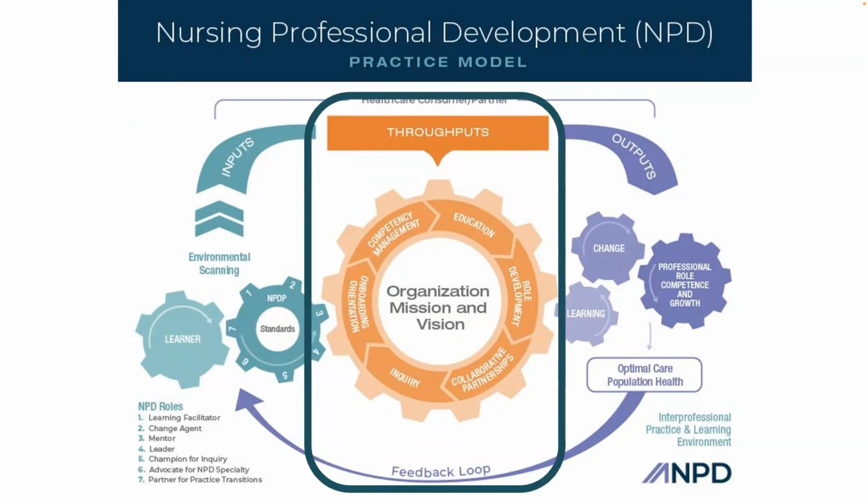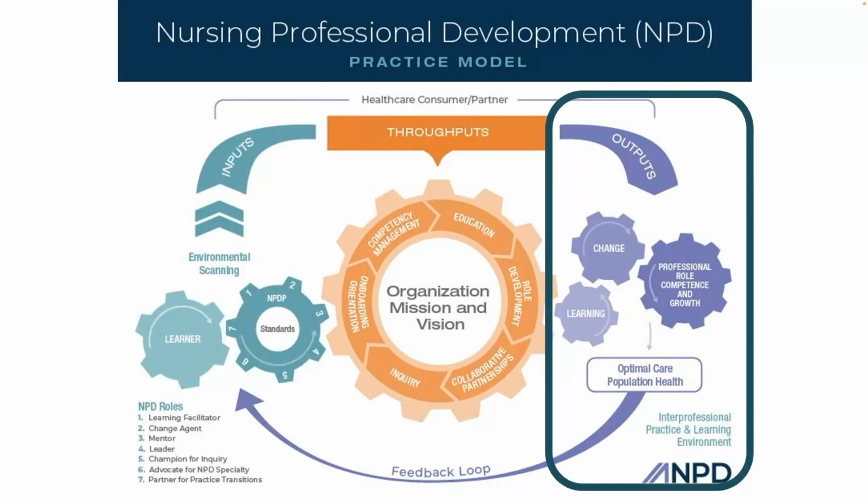This part of the model describes the what of NPD work that your presentation best exemplifies. You'll be explaining your work in the throughputs of your submission in the second element of the abstract body. On the other side of the model, we see outputs, or our why, the overall desired outcomes. These are the differences that you make with your NPD work.